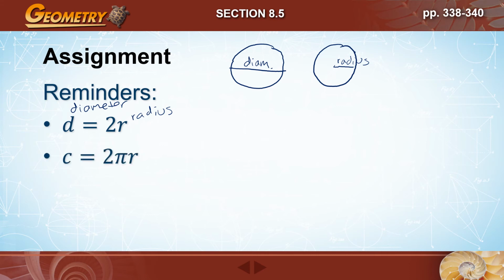Also remember that the circumference, which is the perimeter of a circle, is 2 pi times the radius. Okay, you're going to need to use these.